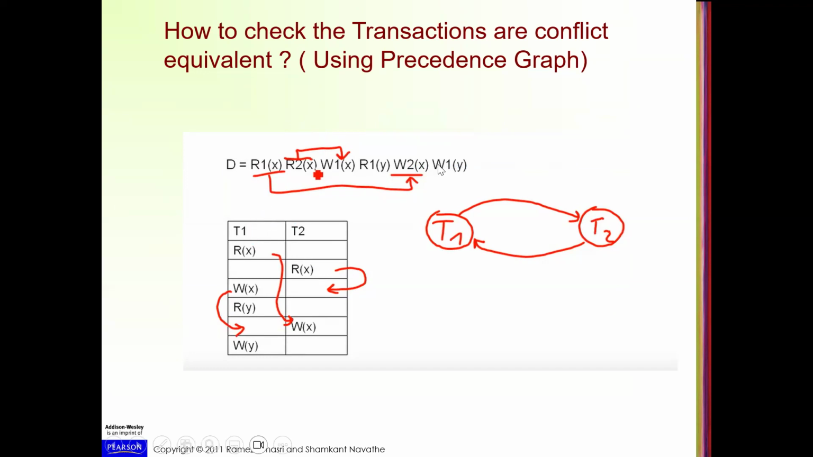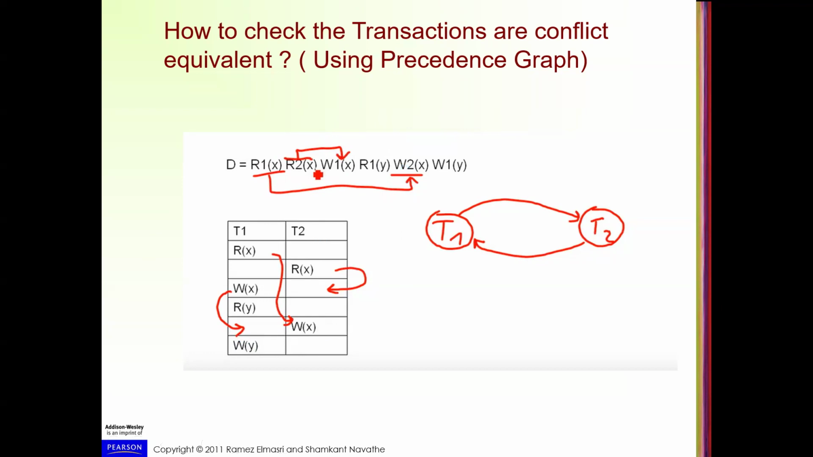Just simply write down how many transactions are involved in the schedule, 1 and 2. So we are writing T1 and T2. Now, pick up all the transactions. Like here, R1, we write R of X here. Then we have R2, write down R of X here. Then we have W1, so we write W of X here. Then R1 of Y, we write read on Y here. Then W2 means it is a write operation performed by transaction 2, so it has to be written here. And then W1 on Y is a write operation on Y. Okay. So this table is ready now.